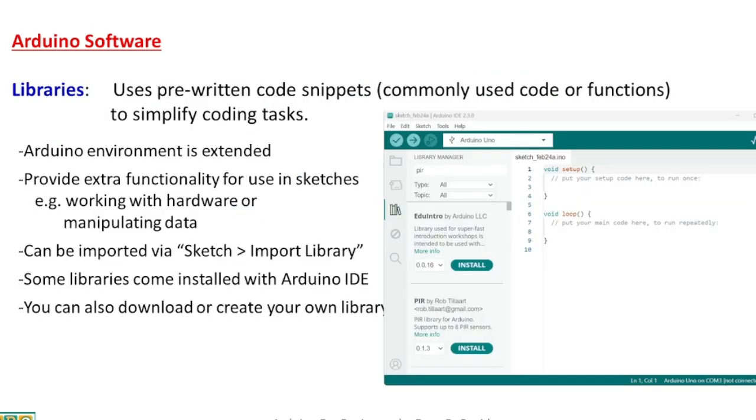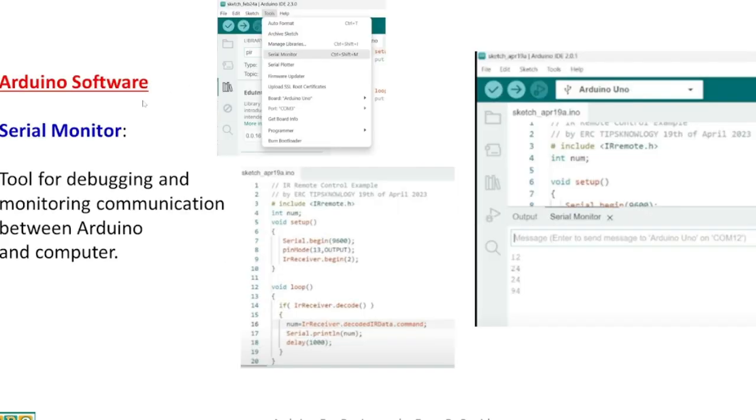Now, the libraries contain other functions that are necessary to be able to do some work for your projects, which is difficult to do if we were the ones to program it. So we can just include some libraries and import them so that we can do some tasks which are done regularly or repeatedly. Now, also, there's what we call a serial monitor. This is a tool for seeing the debugging and monitoring communication between Arduino and your computer.